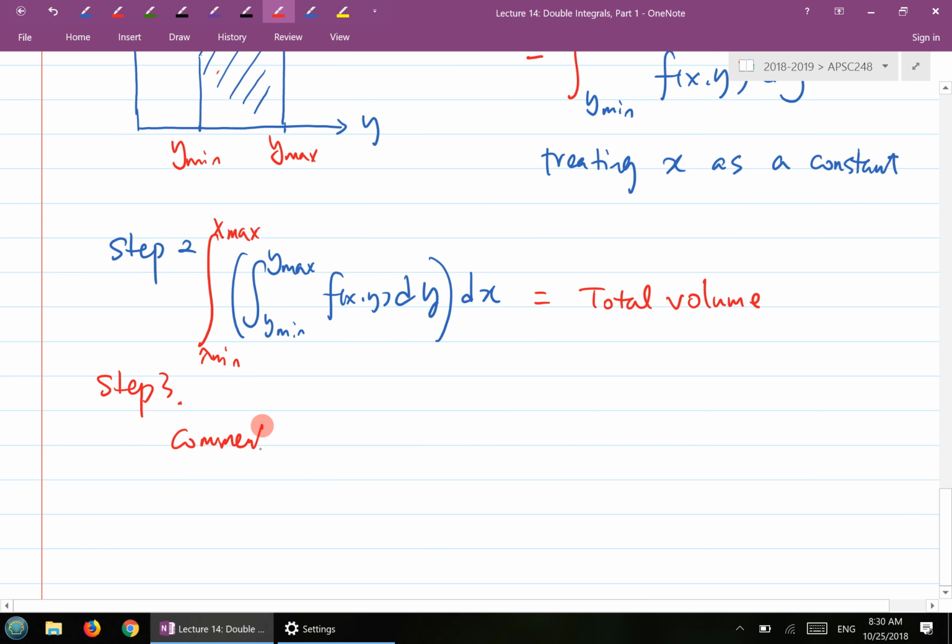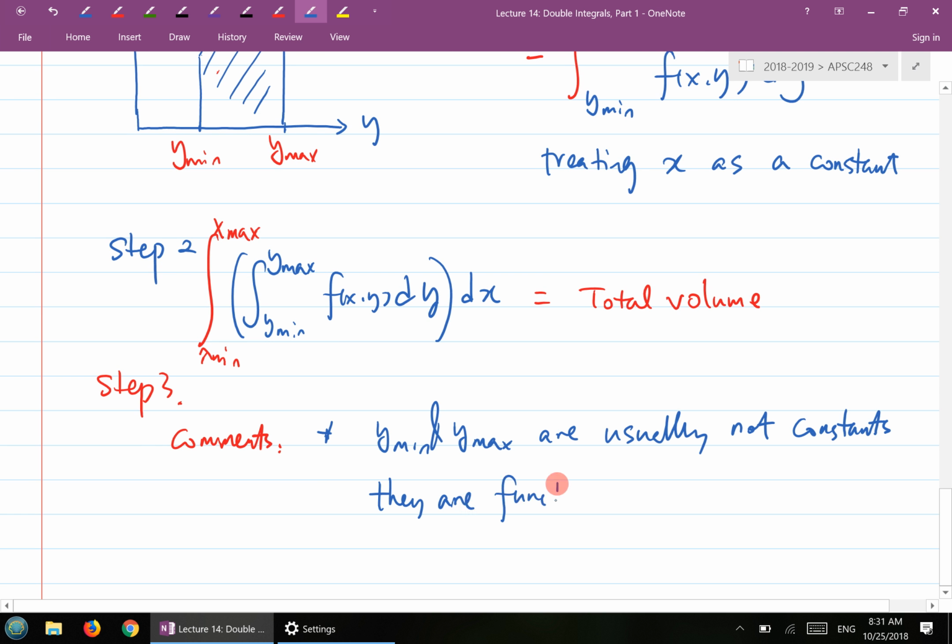So here's my comments. First, this y min y max, they are usually not constant, and they are typically functions depending on this region R. And they are functions of x, functions of variable x. So that's your y min and y max.